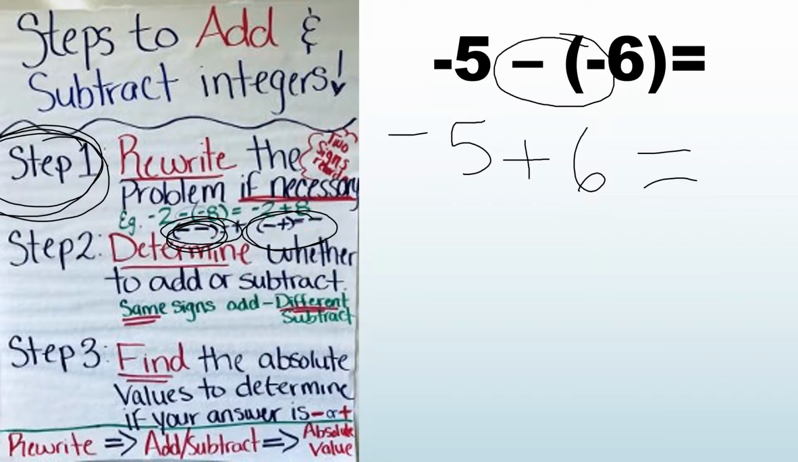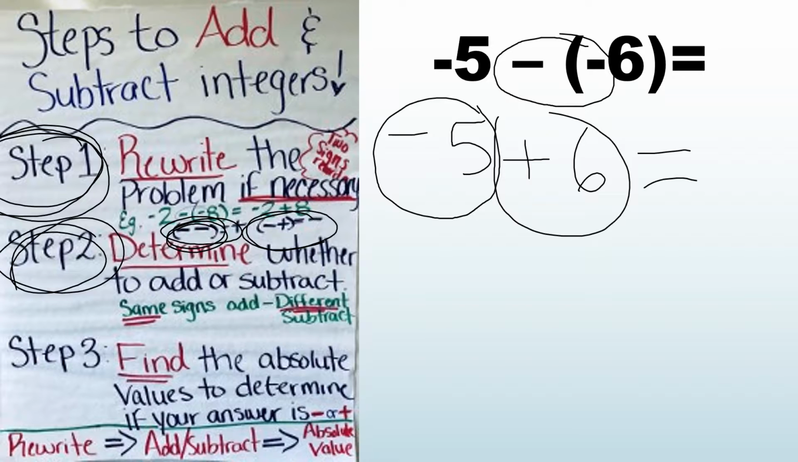Now if you move on to step 2, it says determine whether to add or subtract. If it has the same signs, you'll add, different, subtract. If you look at both of these, you have different signs. That means you're going to subtract, different, subtract. So now I'm going to do 6 minus 5. I know 6 minus 5 gives me 1.